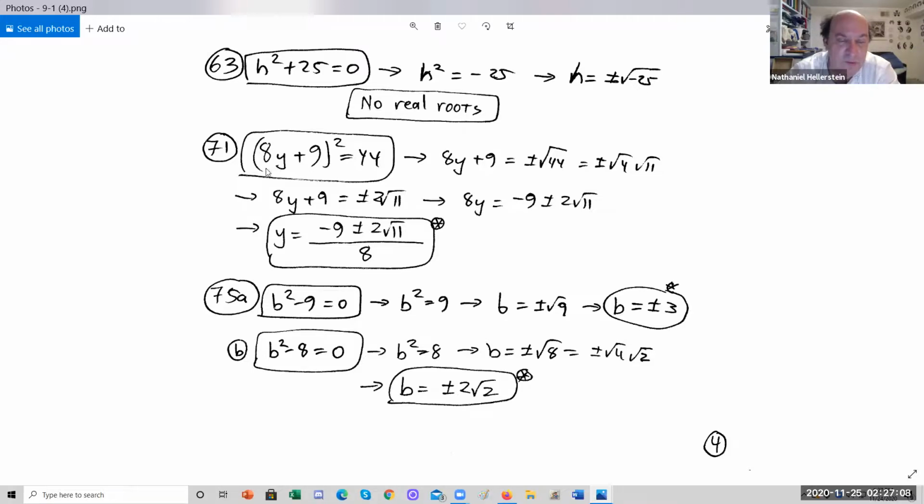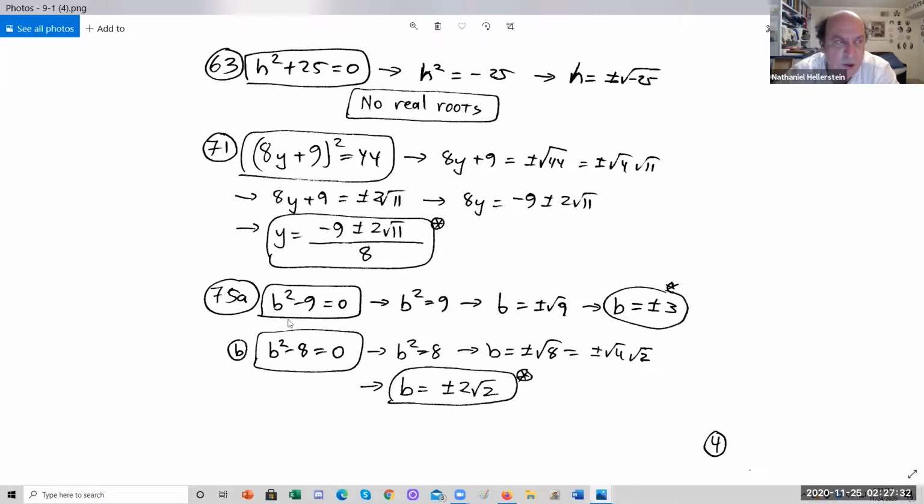Here we have the square of 8y plus 9 is equal to 44. So you take square roots, 8y plus 9 equals plus or minus root 44, which is plus or minus root 4 root 11. So 8y plus 9 is plus or minus 2 root 11. Then you subtract 9, then you divide by 8. So y equals negative 9 plus or minus 2 root 11, all divided by 8.